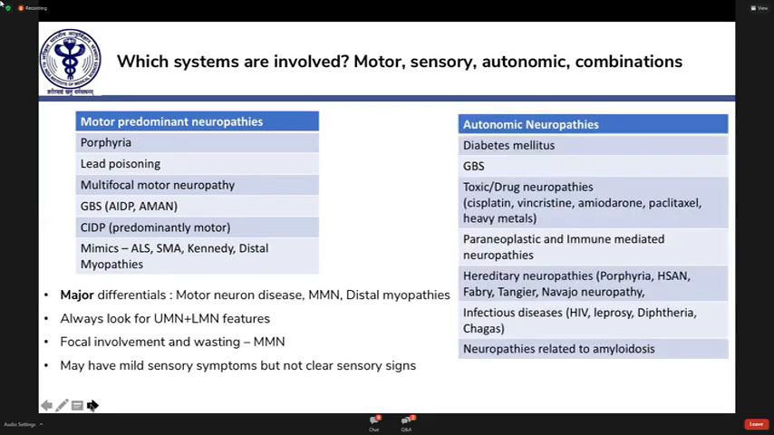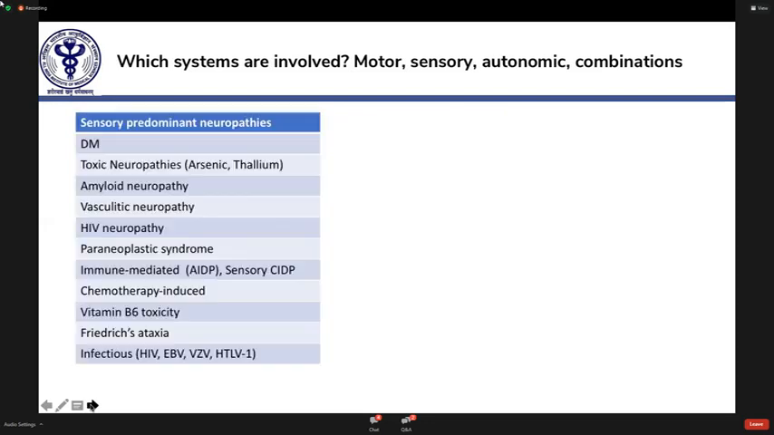In the autonomic neuropathies, diabetes is the most common cause. GBS can have it, and other toxic, drug-induced causes like cisplatin and vincristine can cause significant autonomic neuropathies. Paraneoplastic and immune-mediated causes, some hereditary causes, infectious causes, and neuropathies related to amyloidosis. This will be dealt with subsequently in the autonomic neuropathy session.